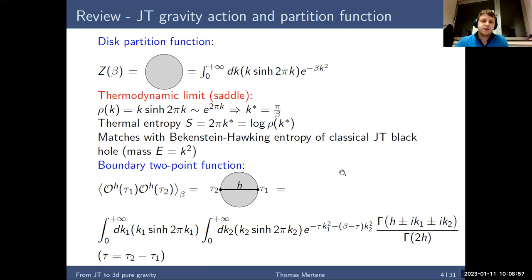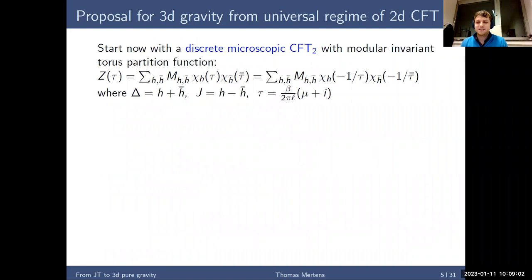Okay, so this is the end of my review. So now let's immediately try to think about higher dimensional gravity models, in particular 3D gravity. And I will try to make a proposal on this slide for a particularly interesting model that is the direct analog of JT gravity in lower dimensions. So let's start with a discrete microscopic two-dimensional CFT, which has a modular invariant torus partition function.